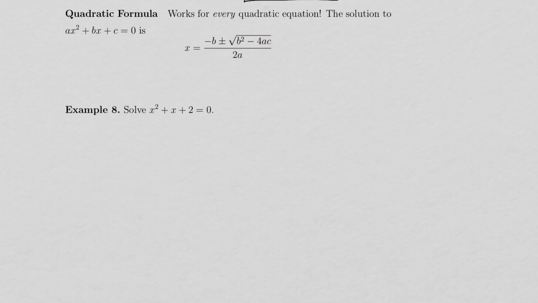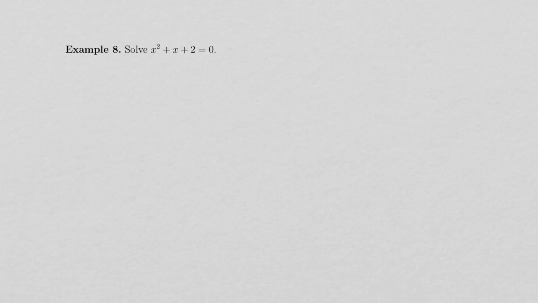Okay, so in this case, it turns out it's not easy to factor this, right? So I have a quadratic equation. It's set equal to 0, so it's in that form, ax squared plus bx plus c equals 0. It turns out it's not easy to factor it. So what I can do is I'm just going to solve it using the quadratic formula. So the first thing I should do is figure out what a, b, and c are.